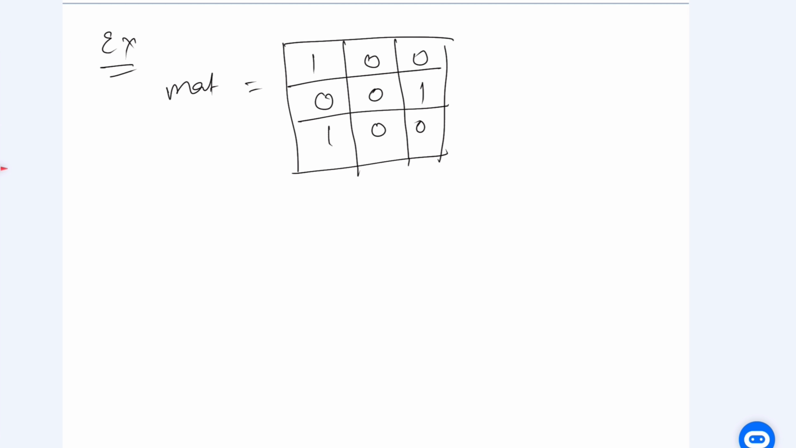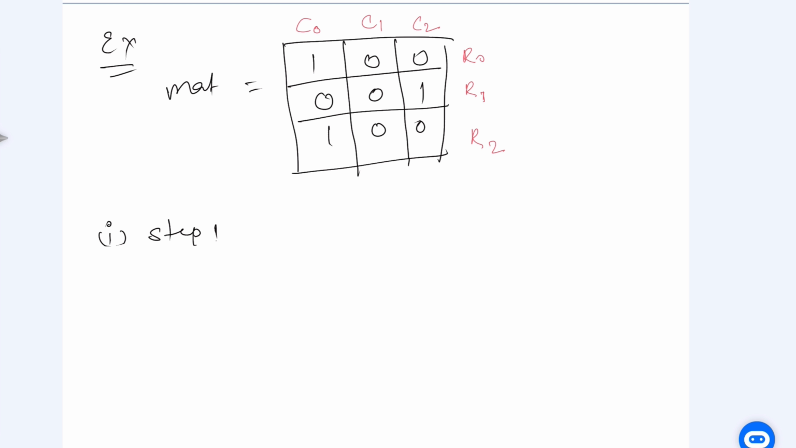If we talk about the columns, we have column 0, column 1, and column 2. For the rows, we have row 0, row 1, and row 2, like this. This is the matrix we have been given. Let's think that we will take some steps.